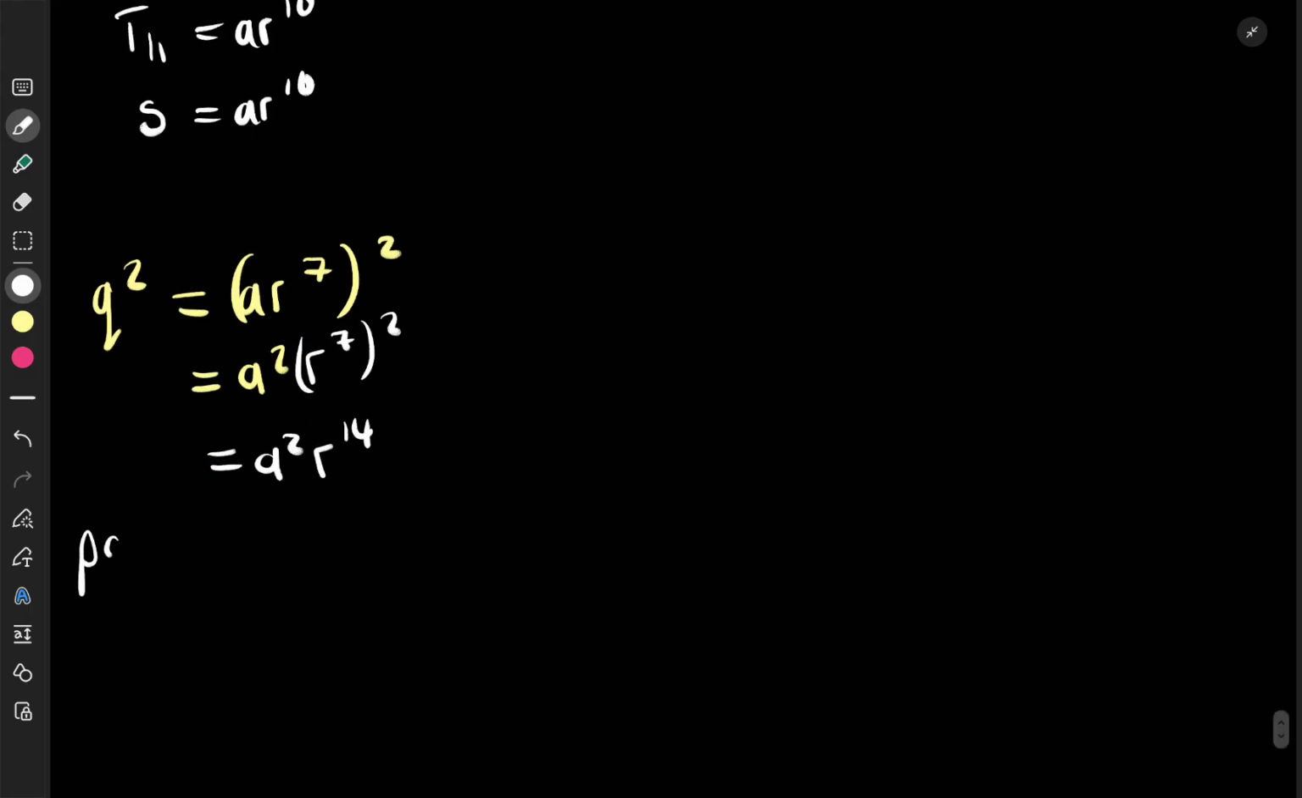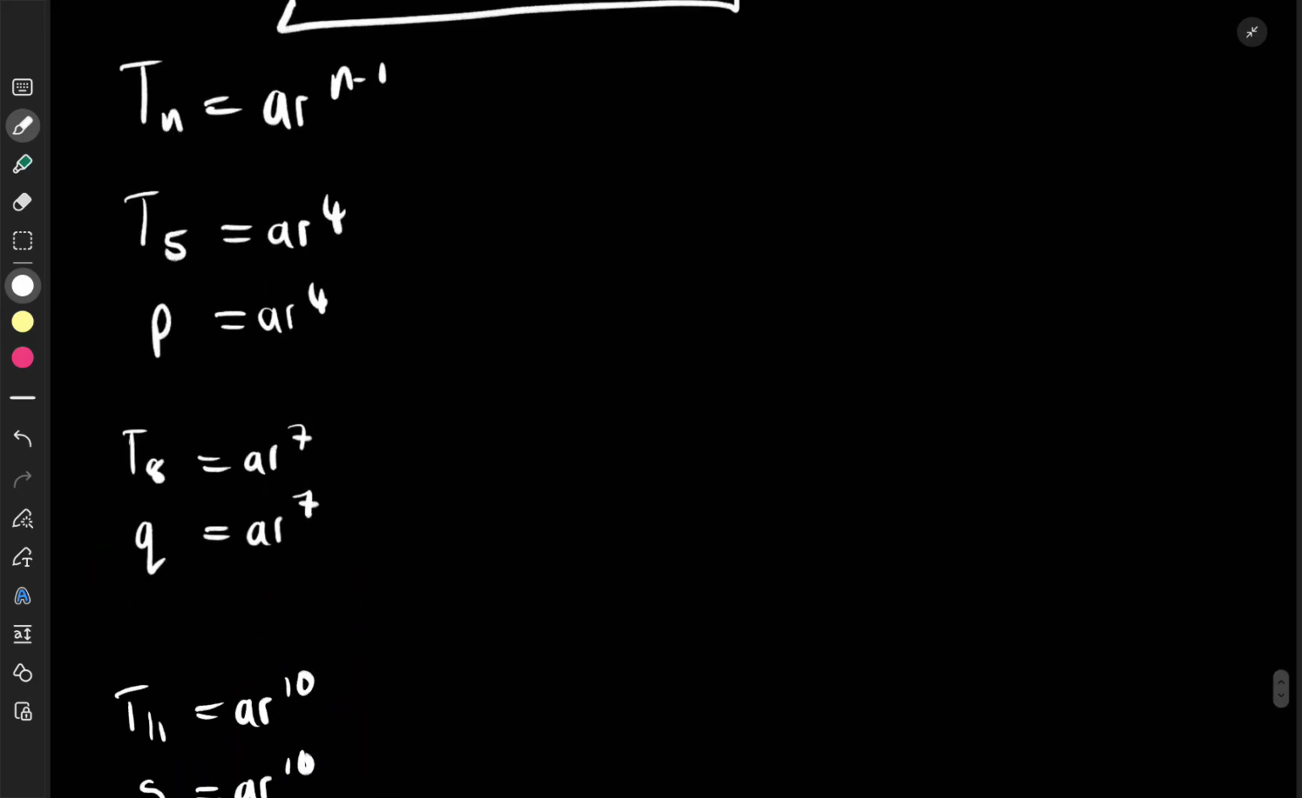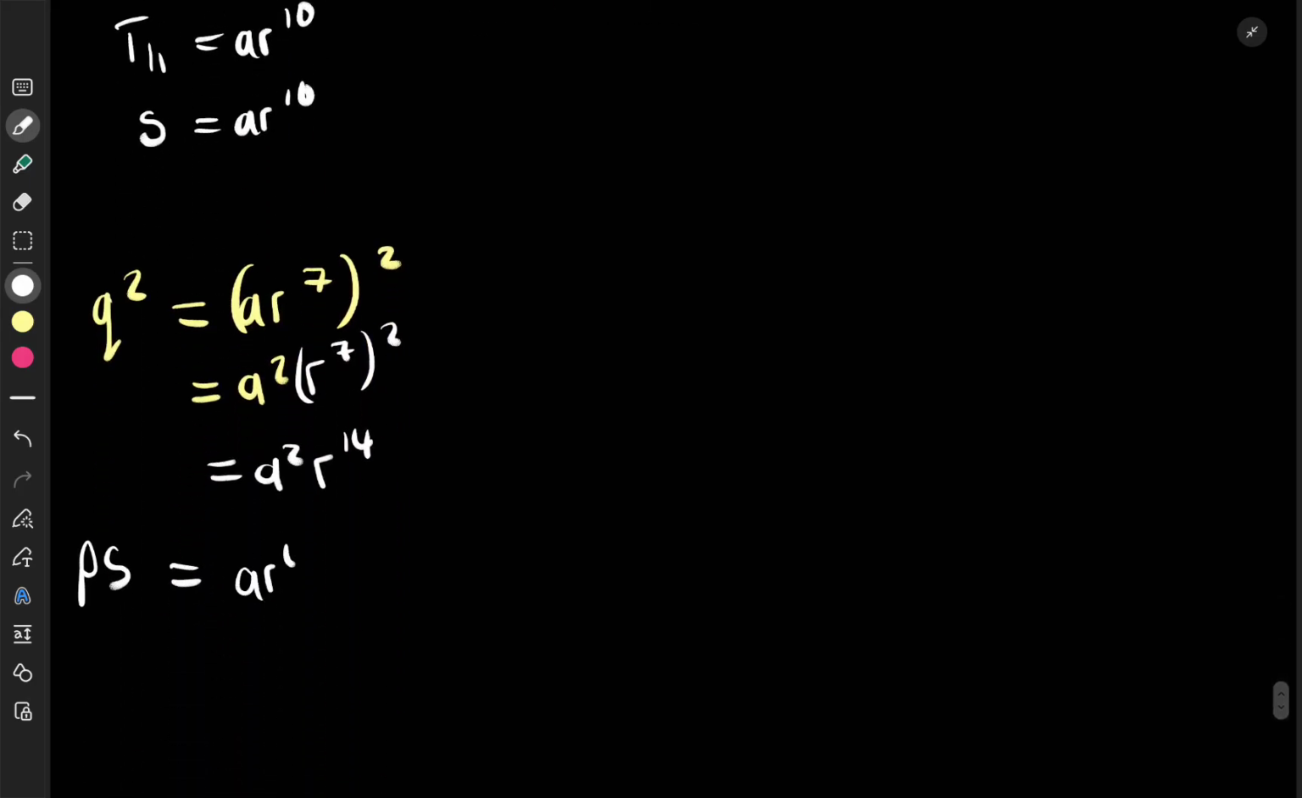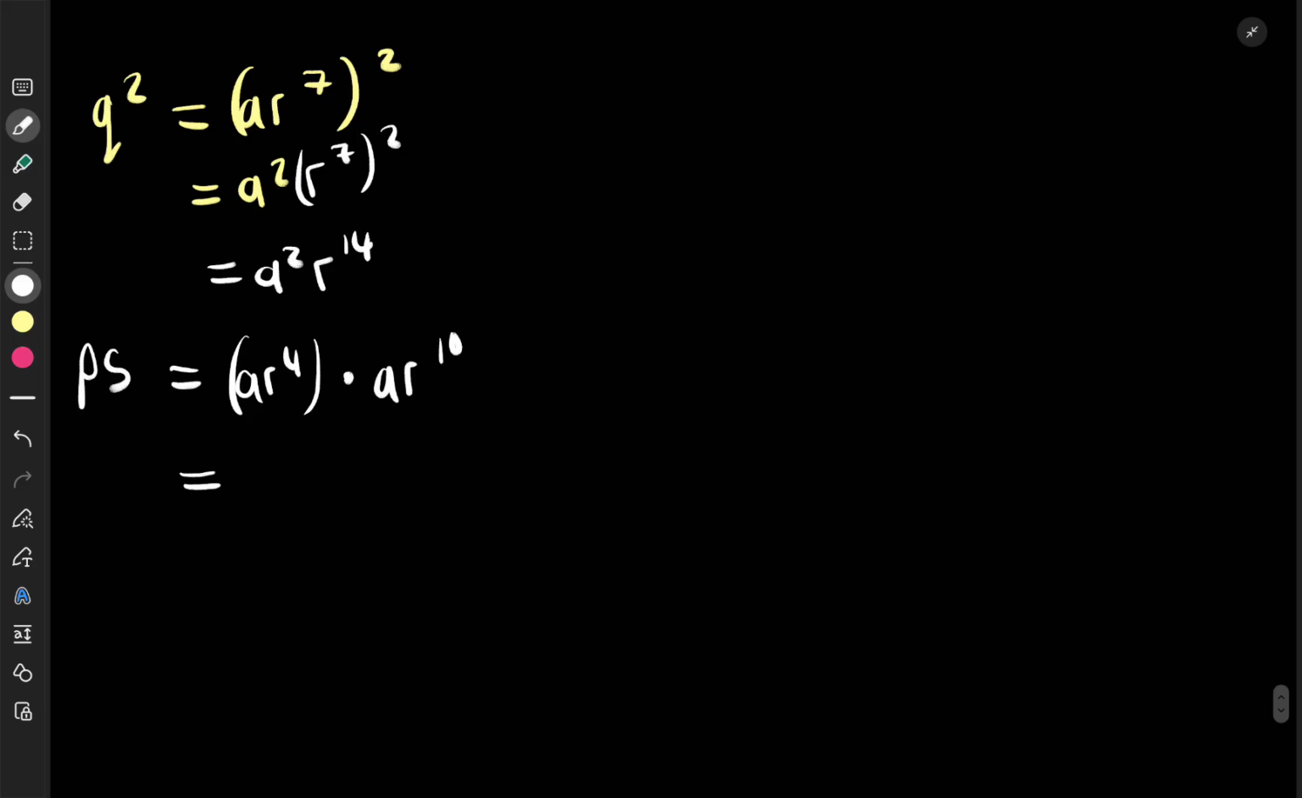And then you can now say PS is going to be equal to, what is my P? It's AR to the power of 4. So it's AR to the power of 4 times S, which is AR to the power of 10. This is equal to A times A, which is A squared, then R to the power of 4 times R to the power of 10 is R to the power of 14, because we just add the powers. So this is A squared, then R to the power of 10 plus 4, which is 14, and it's exactly the same.